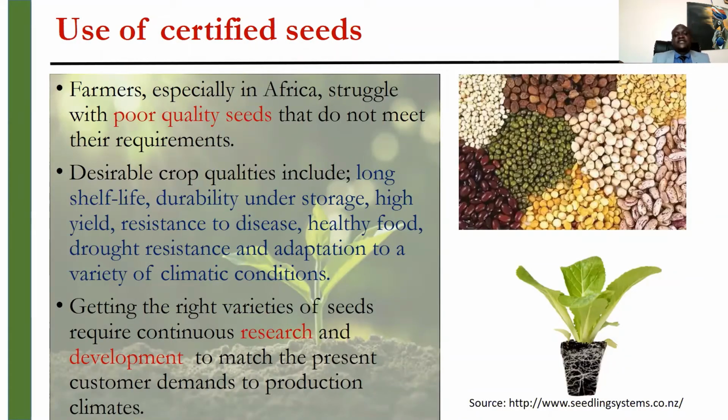The other one is use of certified seeds. And here we need to note that farmers, especially in Africa, struggle with poor quality seeds that do not meet their requirements. And what are the requirements of the farmers? The requirements of the farmers is to have crop qualities, for example, long shelf life. There's also durability under storage, and there's high yield, resistance to disease, healthy food, drought resistance, and adaptation to a variety of climatic conditions. So getting the right varieties of seeds requires continuous research and development.